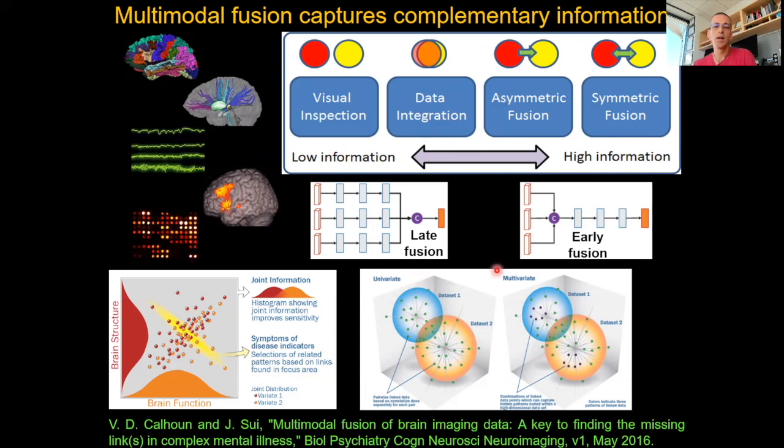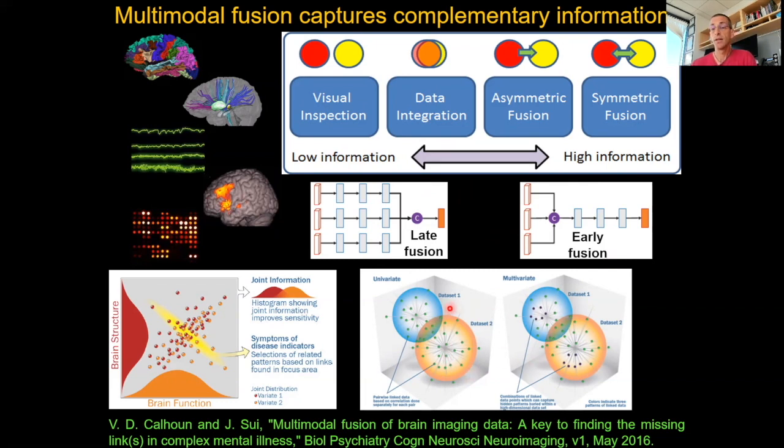You can also think of late and early fusion, where late would be, I've computed a bunch of different features, maybe regions of interest or volumes, et cetera. You can do thousands of those, analyze them all at once. So that's a late fusion, whereas early fusion allows the modalities to interact earlier, and that's more like the symmetric fusion I mentioned.